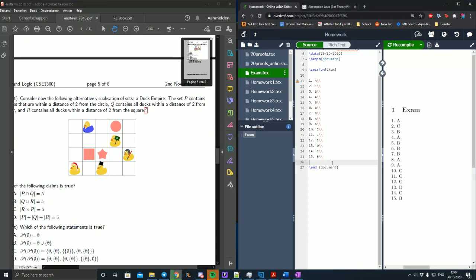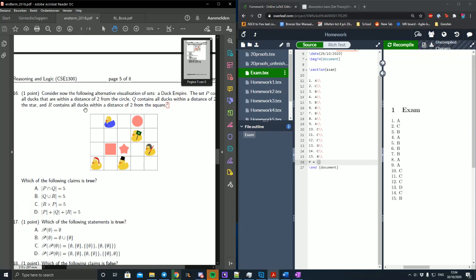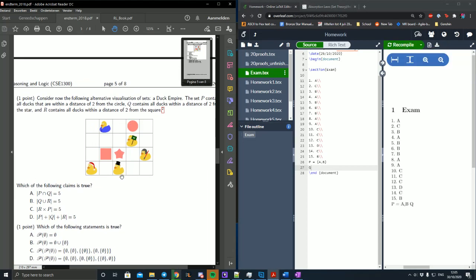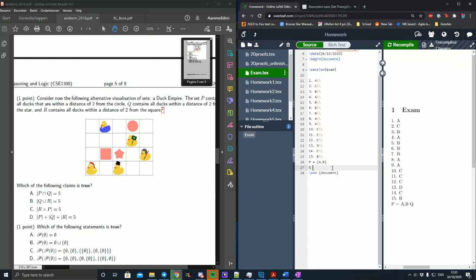So, let's actually create these sets real quick. P is the ducks within a distance of 2 from the circle, so that's only... Yeah, we can get to this one and we can get to this one, but not to this one. So let's label them A, B, C, D, E. So this is the set of A and B. And Q, with a distance of 2 from the star, so that is 1, 1, 2, 1, 2. And that's it. So this is B, C, and E.